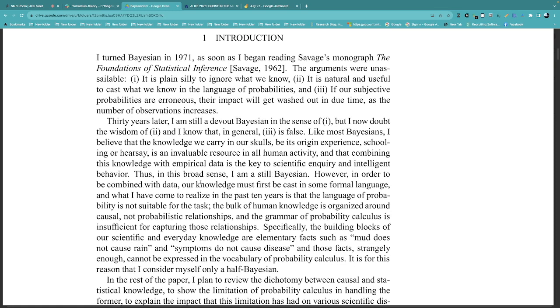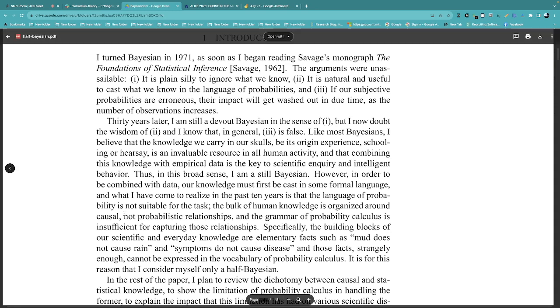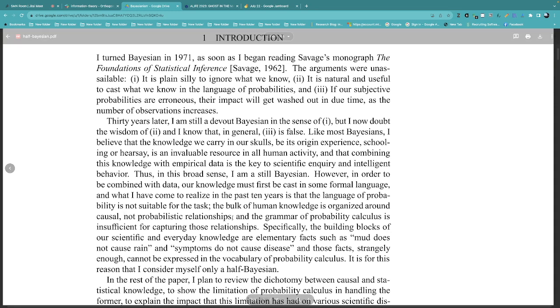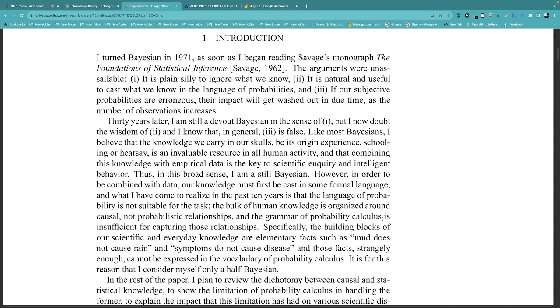However, in order to be combined with data, our knowledge must first be cast in some formal language. And what I've come to realize in the past 10 years is that the language of probability is not suitable for the task. The bulk of human knowledge is organized around causal, not probabilistic relationships, and the grammar of probability calculus is insufficient for capturing these relationships.